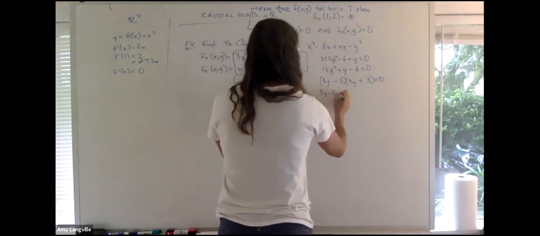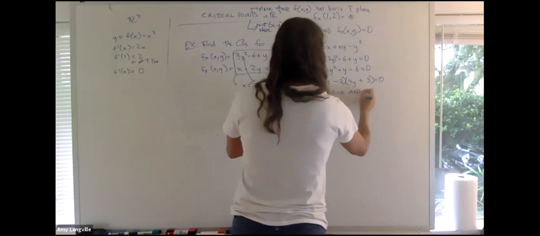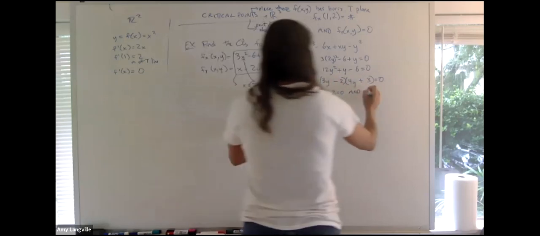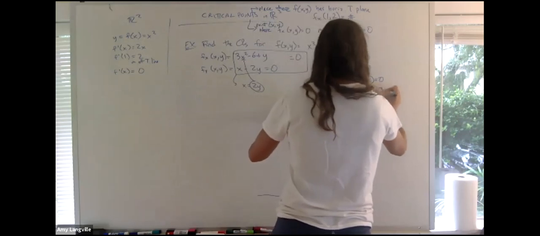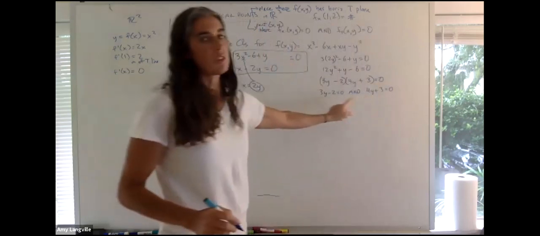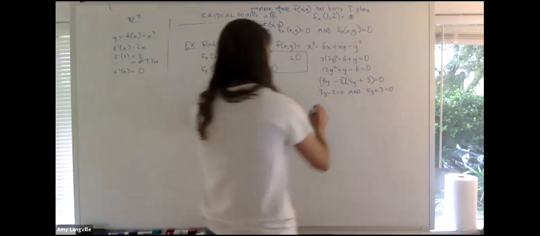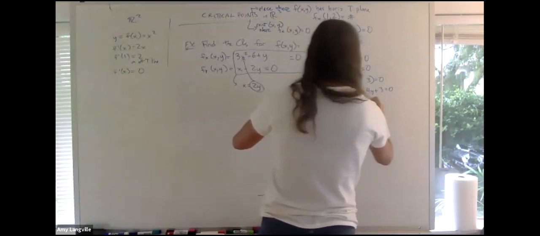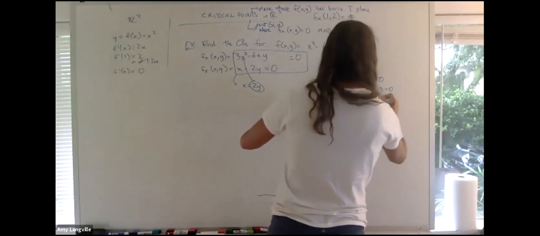Set each factor to 0. That's the rule of 0. The only way 2 things can multiply and be 0 is if at least one of them is 0. So we have 2 simpler equations, which now are linear, easy to solve. So we get y equals what? 2/3, and y equals minus 3/4.